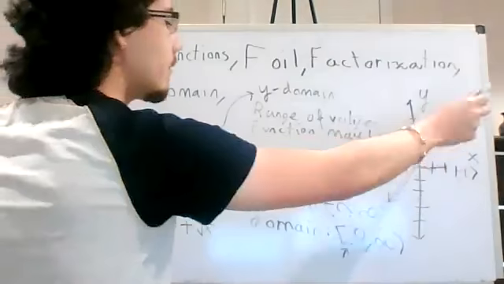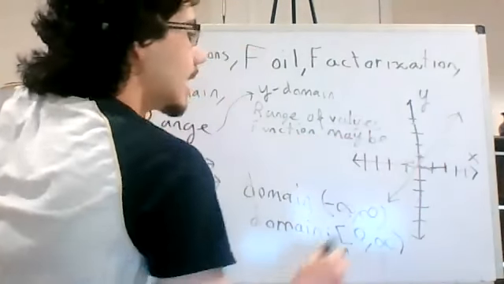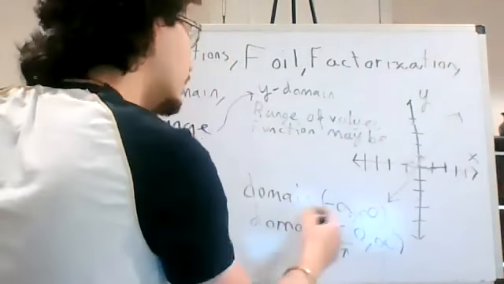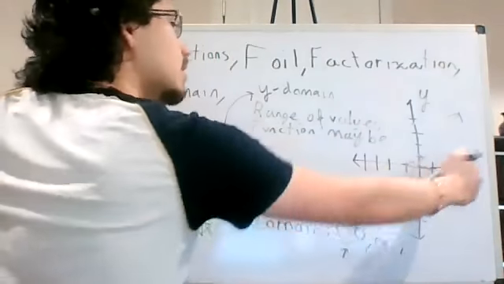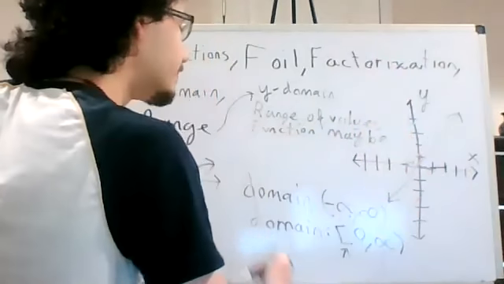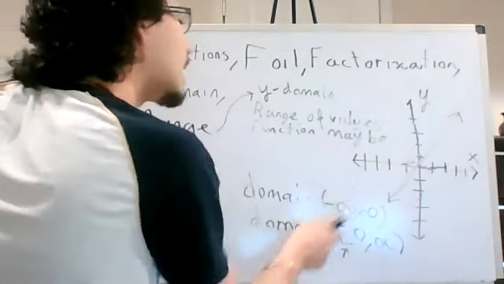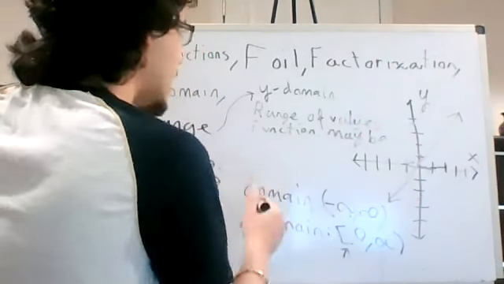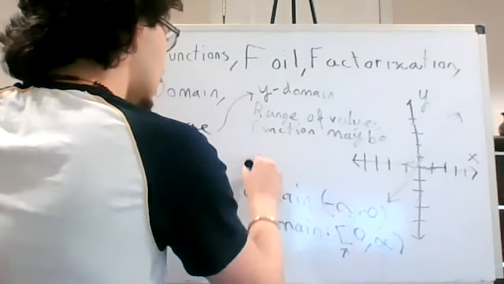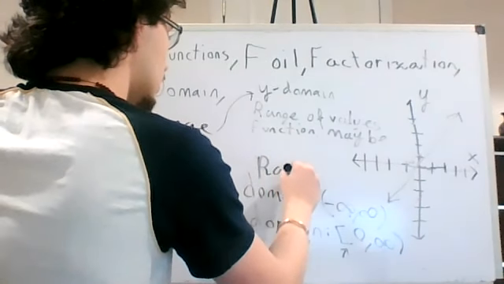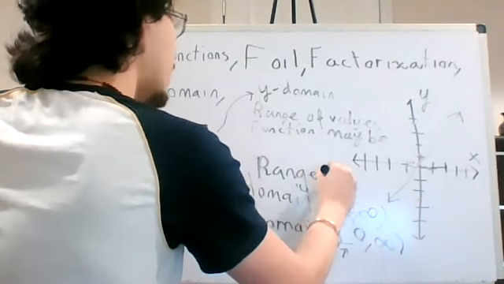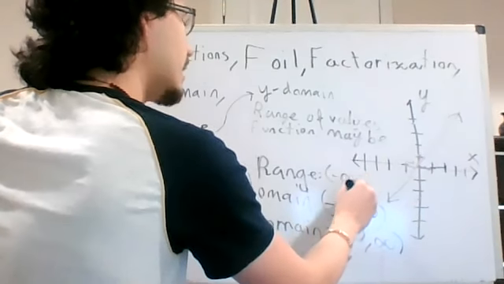So if we look at this line, for example, we see that it goes up forever and it goes down forever across all the x values. That's why we said that the domain was negative infinity to positive infinity, because it goes to the left and right forever. As it goes left and right forever, it goes up and down forever. And because it goes up and down forever and the line is always continuous, the range is also from negative infinity to infinity.